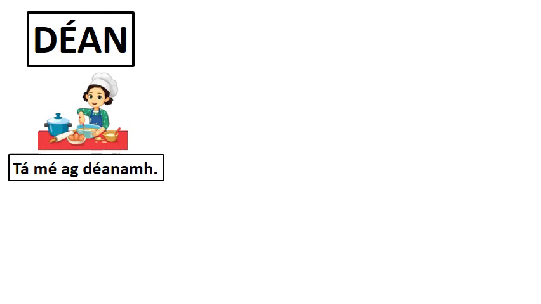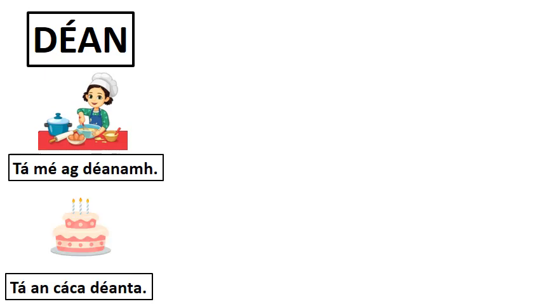So say that with me. Tá mé ag déanamh. I am making or doing. Make or do. And then I have my adjective, which is déanta. The cake is made. It's made now. The thing I wanted to happen is finished. So say that with me. Tá an cáca déanta.